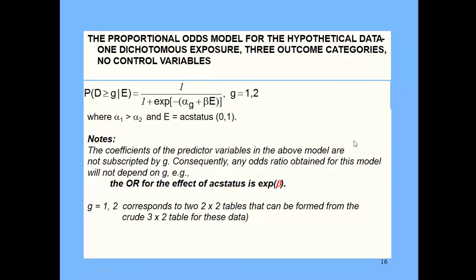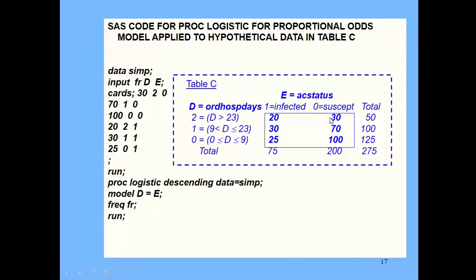So the odds ratio for the effective ACS status is just e to the beta here for this model. There's no subscript here, okay? Now, what does all this mean? And first of all, how do you do this?